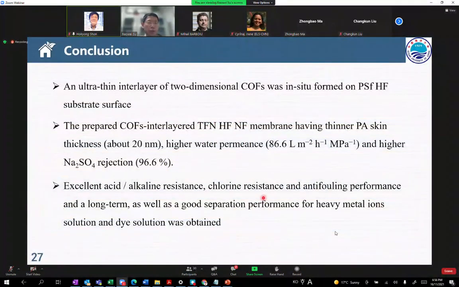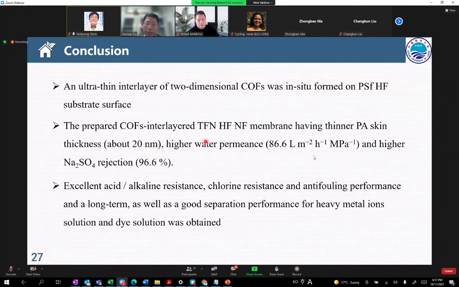Now we come to the conclusion. In our work, an ultra-thin interlayer of two-dimensional COFs was formed in situ on the PSF hollow fiber substrate surface. The prepared COF interlayer TFN membranes have a much thinner PA skin layer, about 20 nanometers, which is much thinner than the TFC membrane.